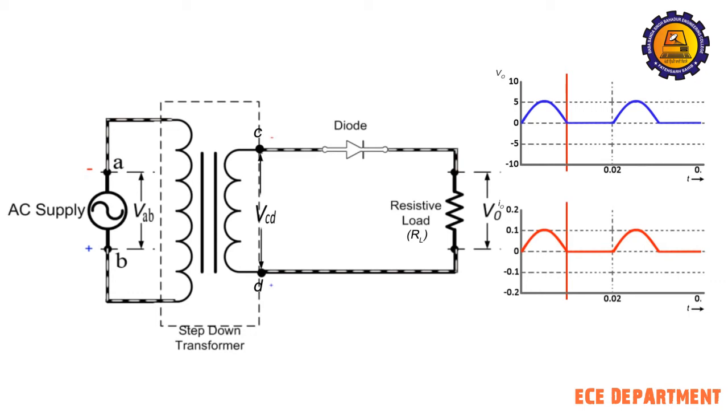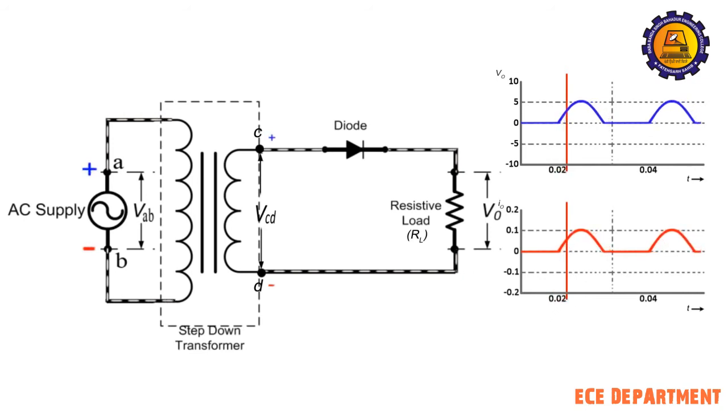During negative half cycle, the terminal C is negative and D becomes positive and the diode is reverse biased. Under this condition, the diode does not conduct and no current flows through the circuit. Therefore, during negative half cycle of the input, no voltage appears across the load resistance RL.